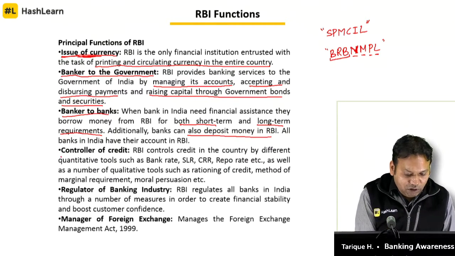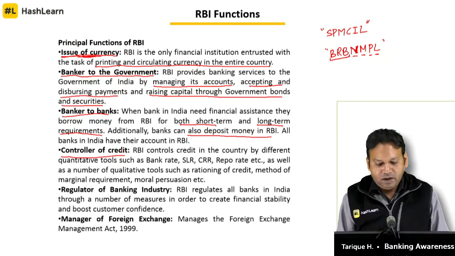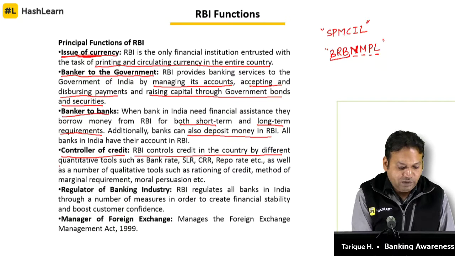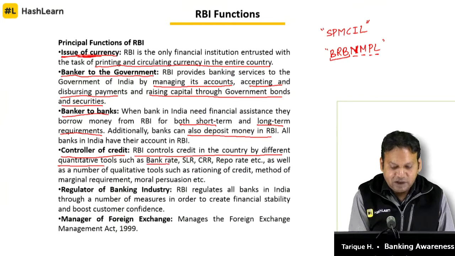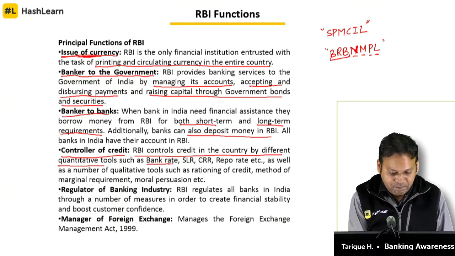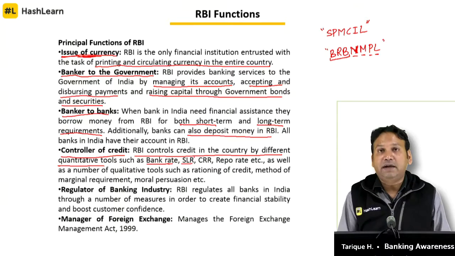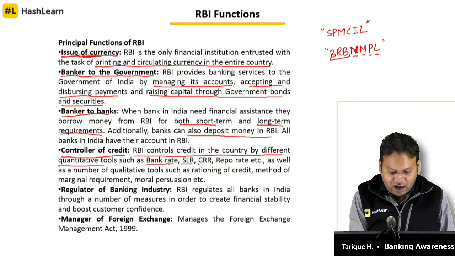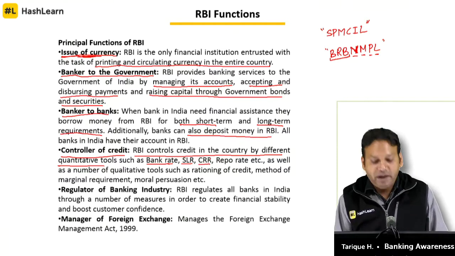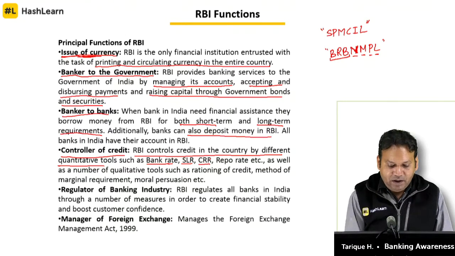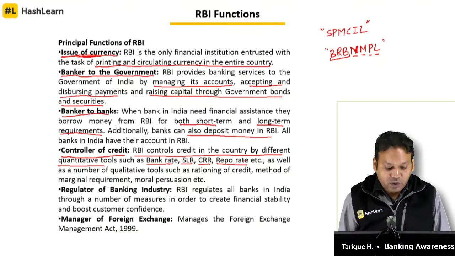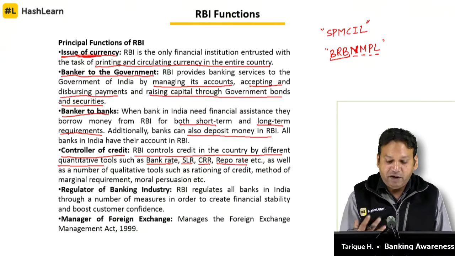Now, controller of credit. RBI controls credit in the country by different quantitative tools such as, now what are the tools? Bank rate, now we will be discussing these rates one by one. SLR, that is statutory liquidity ratio, then we have CRR, right, cash reserve ratio, then we have repo rate, etc. These are the different quantitative tools through which RBI controls credit.